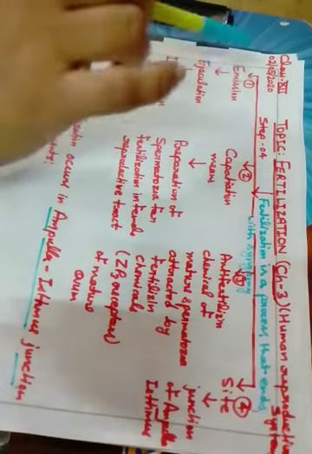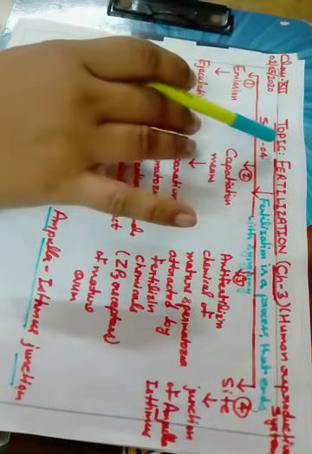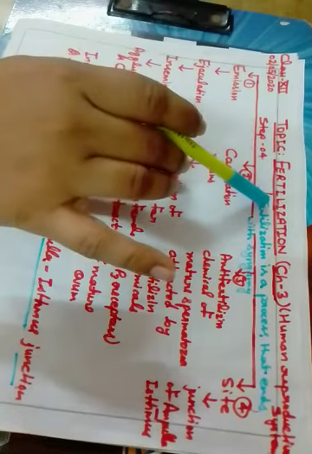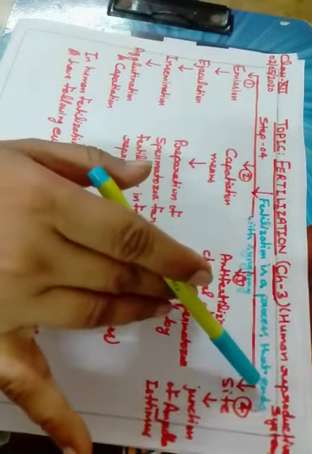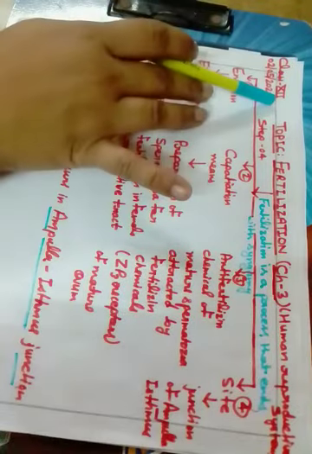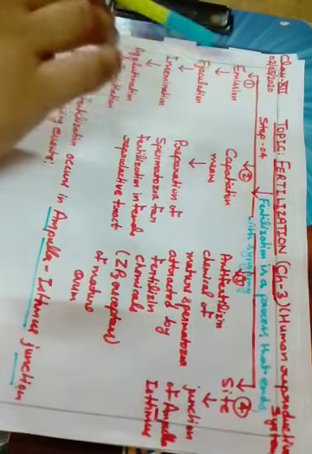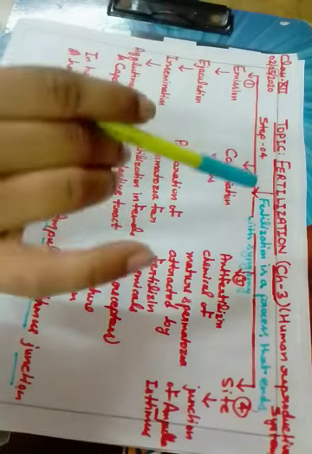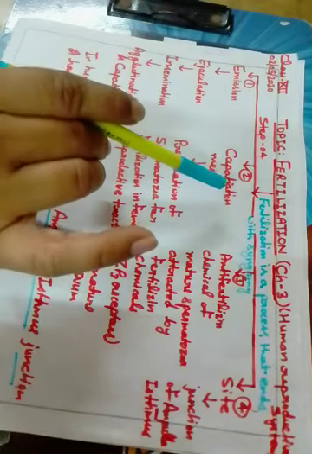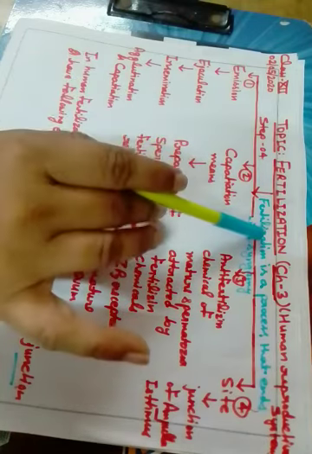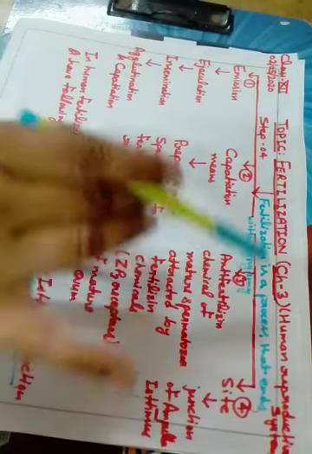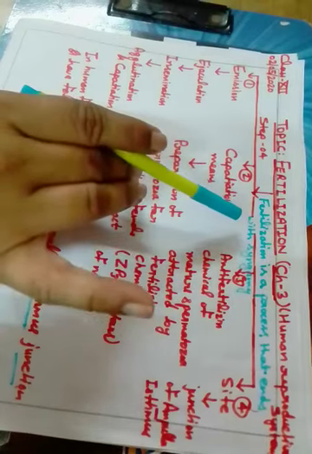Hello students, today we will describe the topic fertilization of chapter 3, Human Reproductive System, for class 12. So what is fertilization? The fusion of male and female gametes is called fertilization. Fertilization is a process that ends with syngamy.